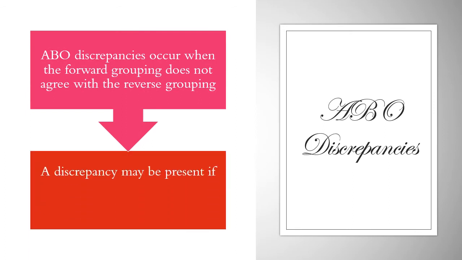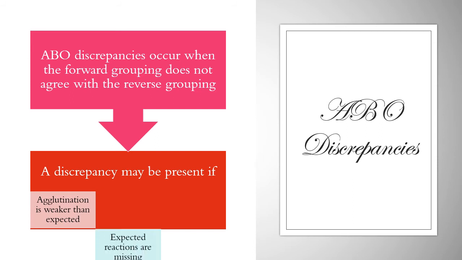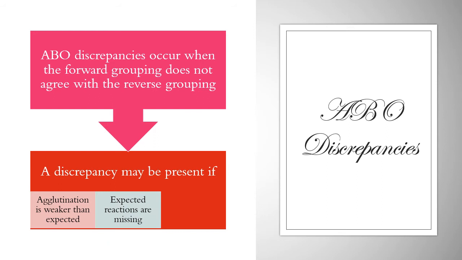ABO discrepancies occur when the forward grouping does not agree with the reverse grouping. A discrepancy may be present if agglutination is weaker than expected. That's where I showed you that mini panel. Expected reactions are missing, mini panel. Extra reactions are noted, so you have something there that's not supposed to be there.